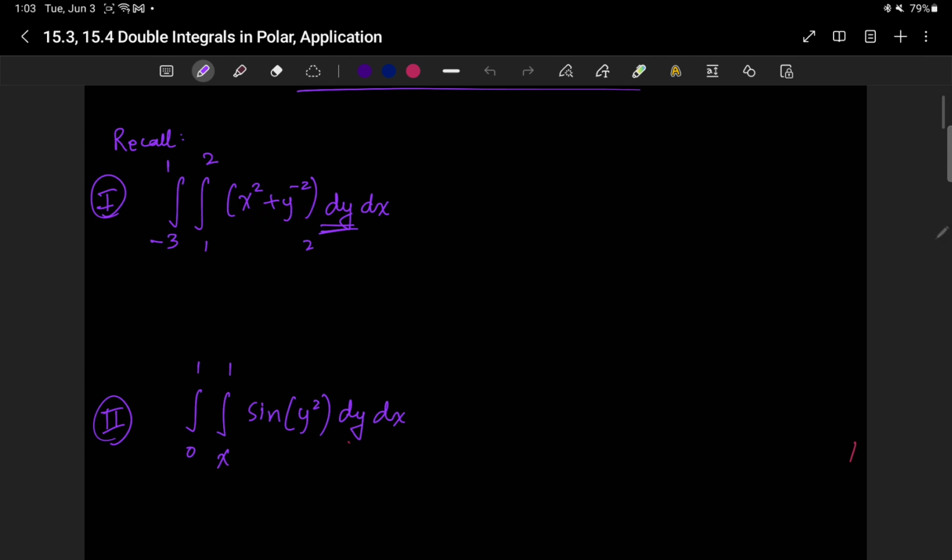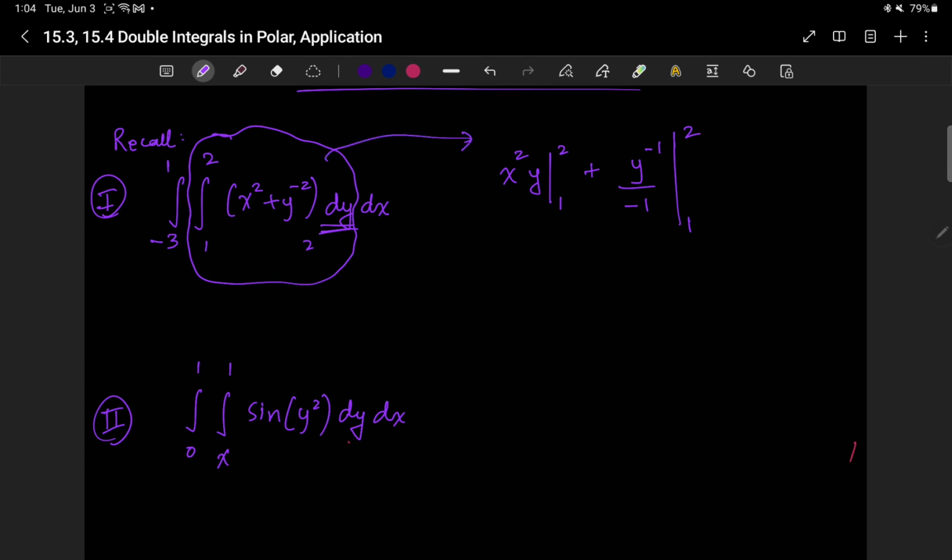When we have a double integral of this form, what we do is a process of what you can think of as partial integration, which is first we evaluate this first integral with respect to y, where we treat x squared as a constant. So the integration of x squared would be x squared y, with the limits being 1 to 2, and the integration of y raised to negative 2 would be y raised to negative 1 over negative 1 via power rule, and going from 1 to 2, which will give us a constant. Right, so that's just this particular integral.